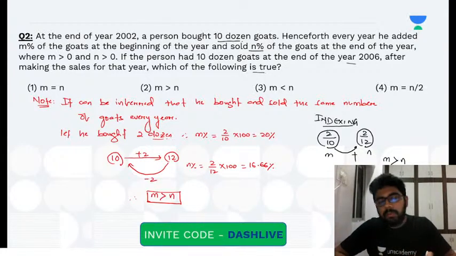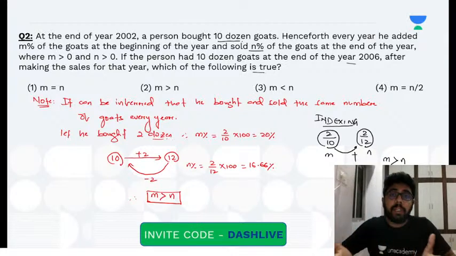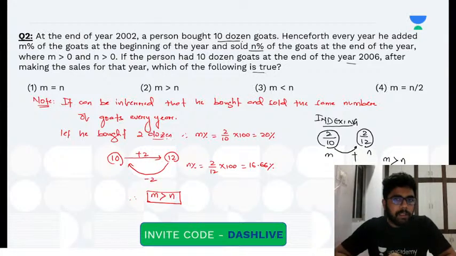So you can see M is always greater than N. You can ask me, I took 2, what if I take something else? You can take anything, but the value will be same. Why? Because of the concept of indexing. There's a concept called indexing. What is that indexing?